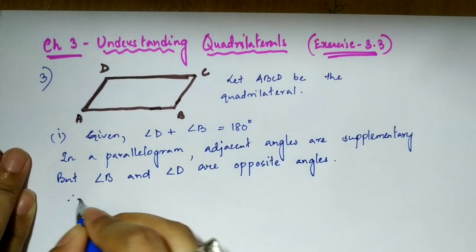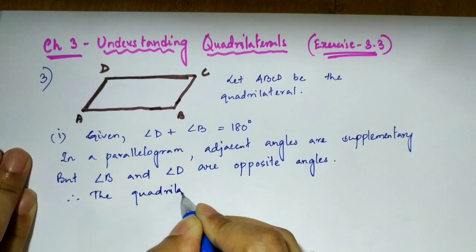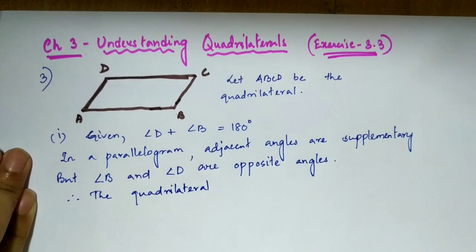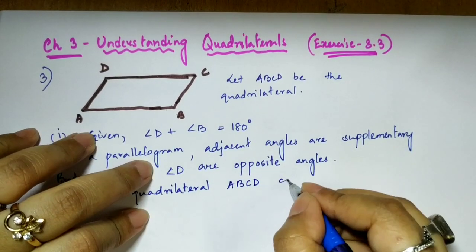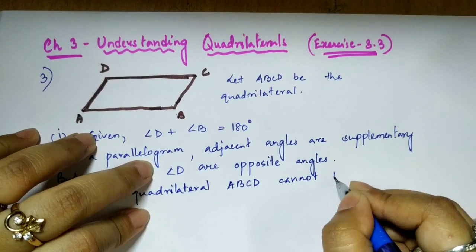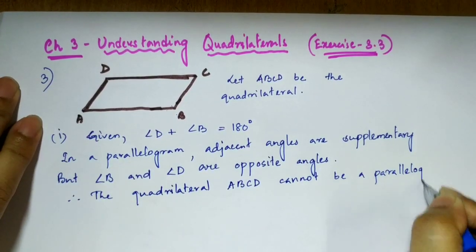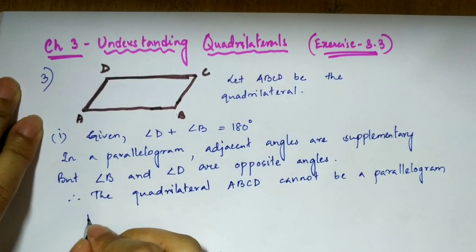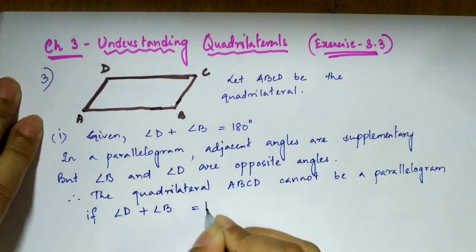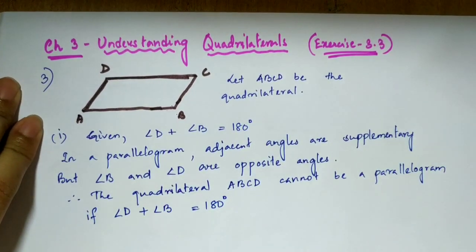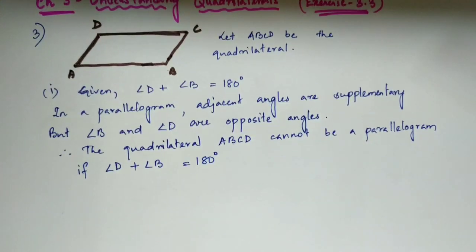So can I say that this condition will be equal, correct? Therefore the quadrilateral ABCD cannot be a parallelogram if the condition is this. So if it is the condition, then it cannot be a parallelogram. Let us see the next condition, number 2.